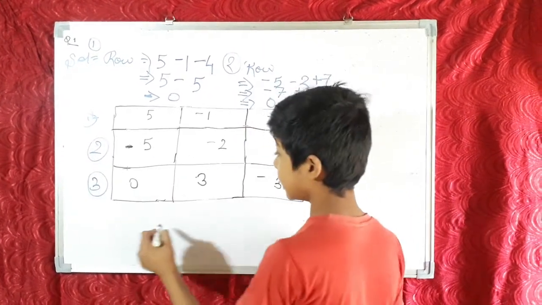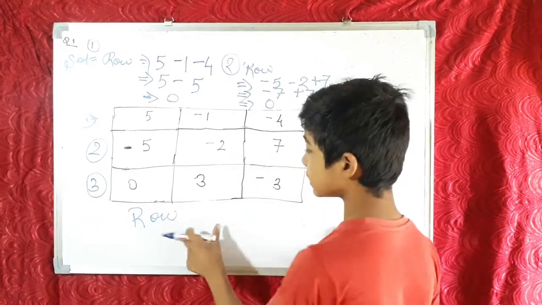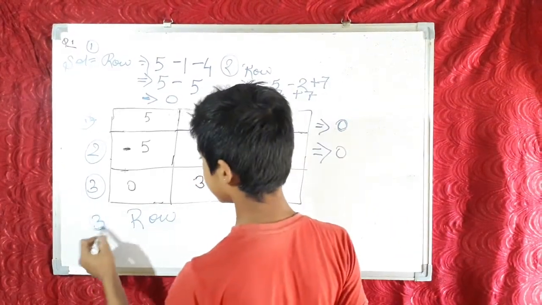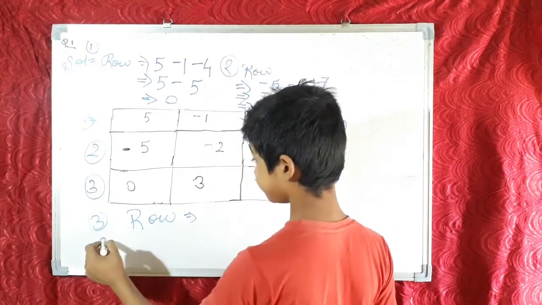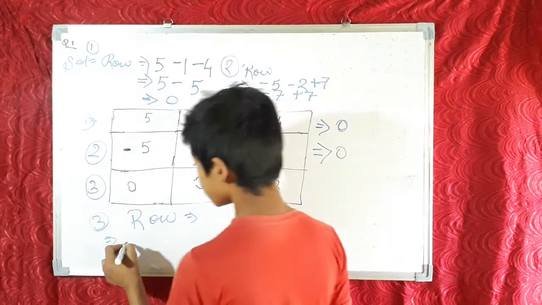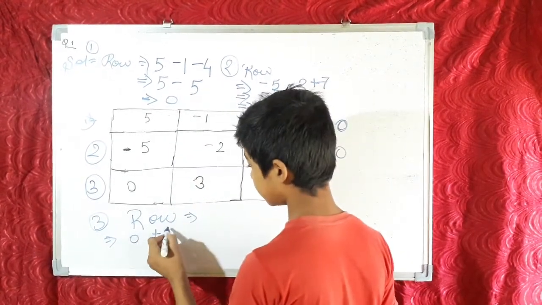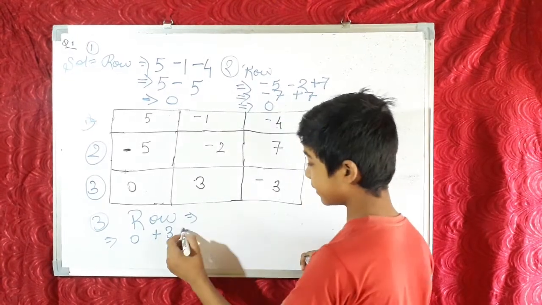Okay. So let's see row number three. What is our row number three? Our row number three is first 0. So we write here 0. Then here is no sign, which means it is a plus sign. And here is a minus sign, so we will write here a minus sign.